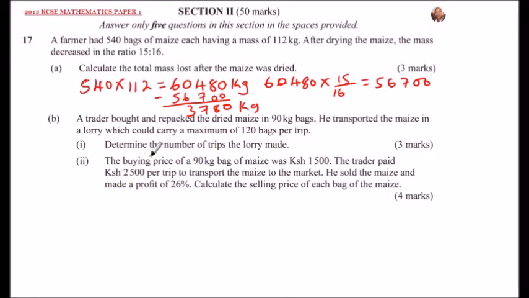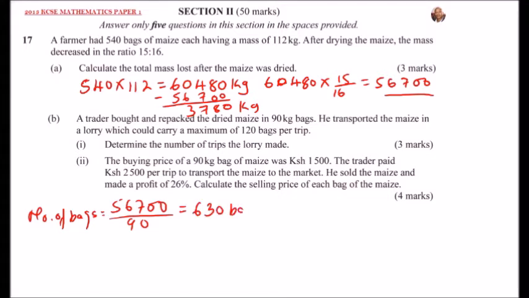Roman number 1, determine the number of trips the lorry made. You are supposed to find, if the bag was 90 kg, how many bags are in this number of kg, that is 56,700. You divide by 90, and when you divide that, it will give you 630 bags.